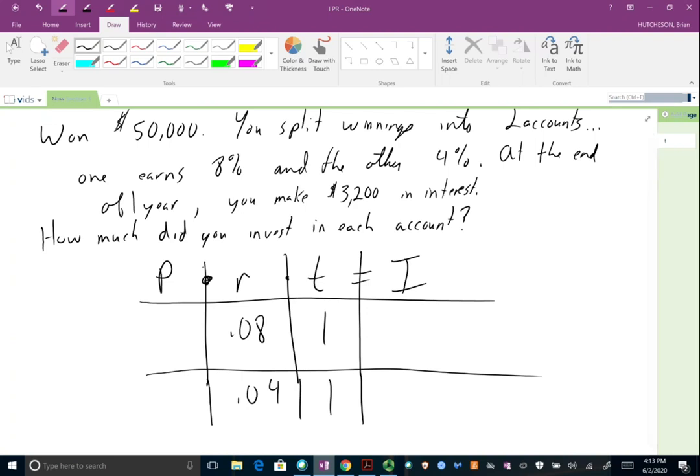But now comes the true question, right? The P column and this I column, right? What in the world do we put there? Well, when we start dealing with the variable, it's always nice if the variable answers the question, right? So how much did I invest in each account? Okay, so we're going to use X. Do I know how much I put in the 8%? And the answer is no. Well, if you don't know, that is a perfect place for your X. And that X helps answer the question.